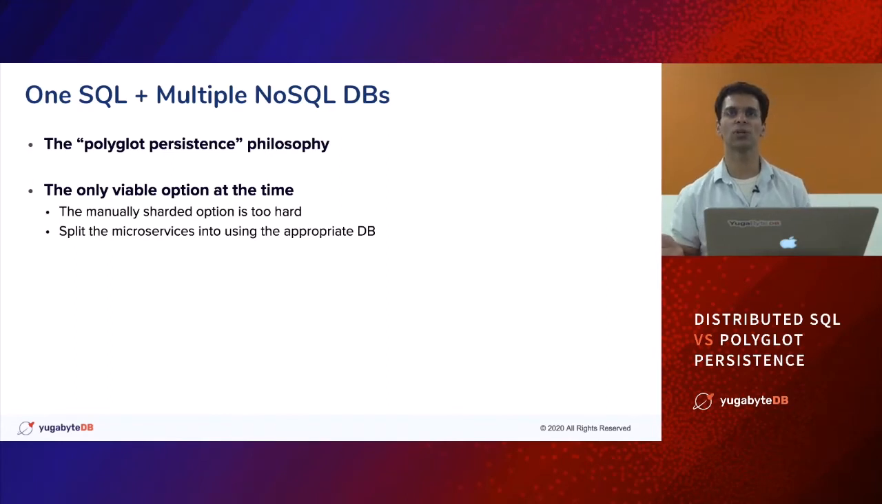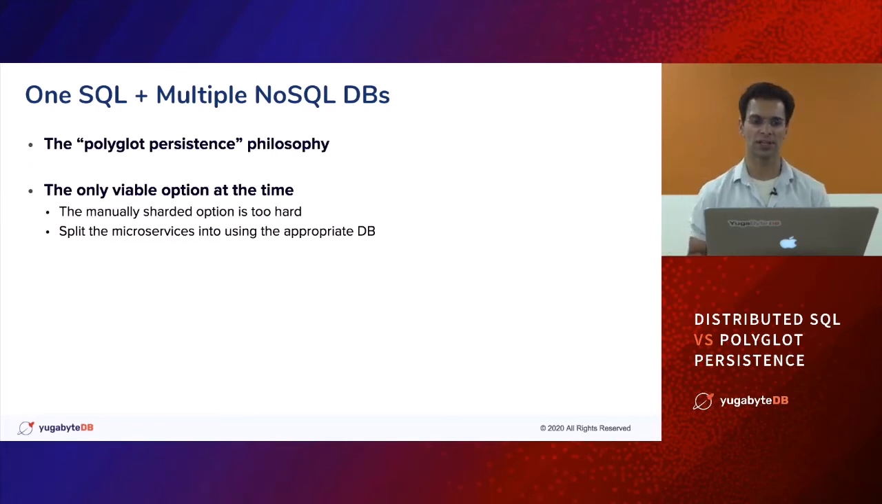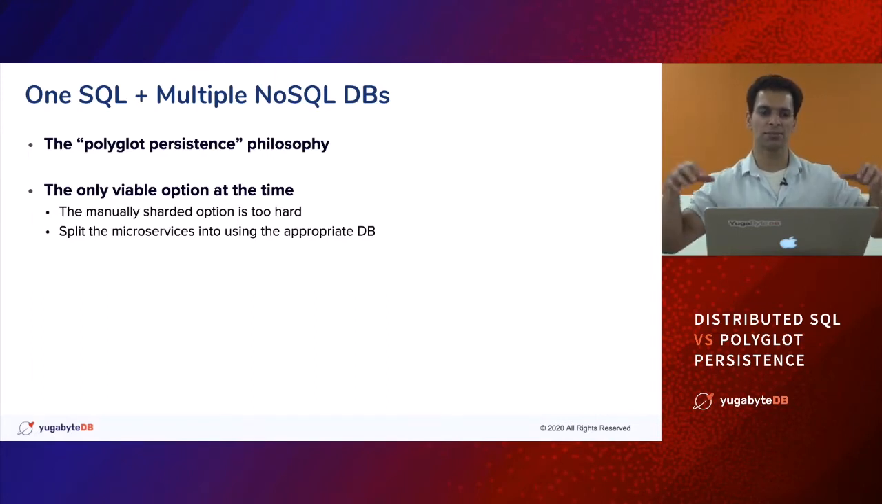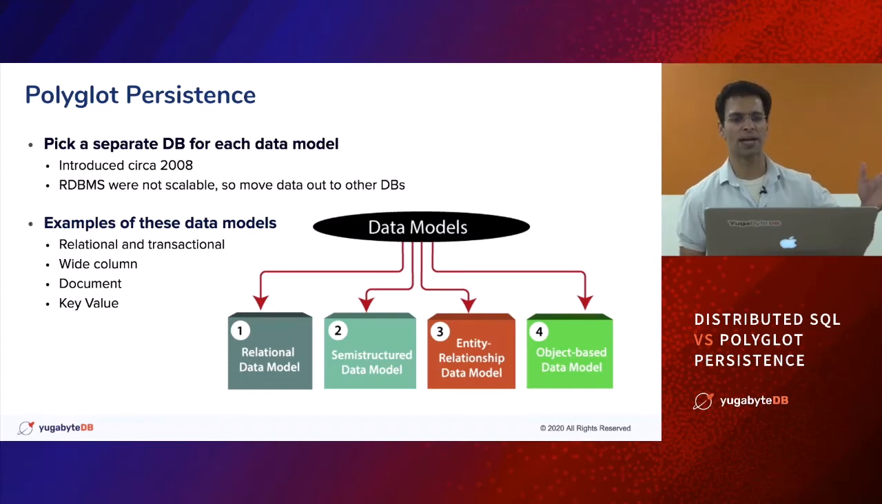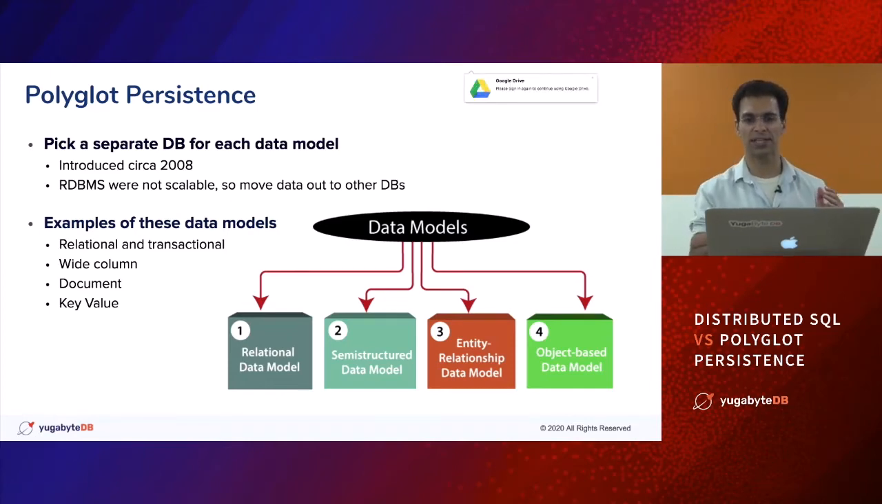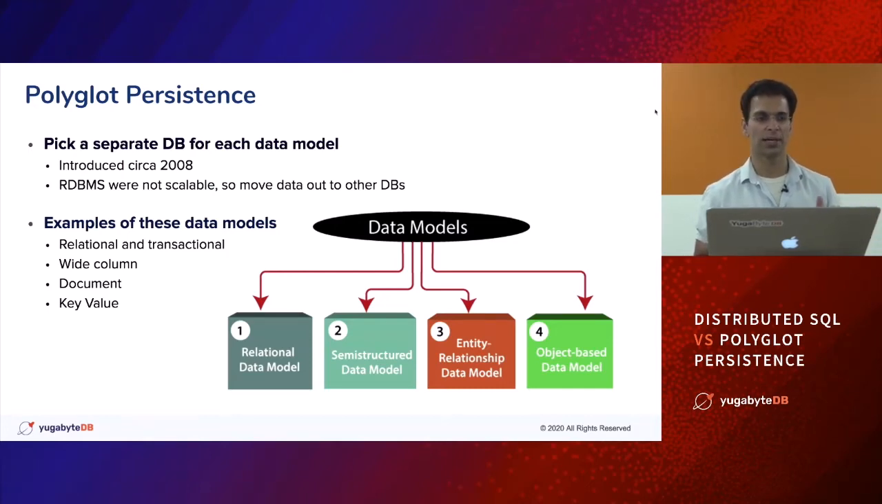So given that this is the only viable option at the time this issue hit us, right? This was around 2008. The solution was to go polyglot, and manually sharded is way too hard. So let's split up into some microservice or access patterns and use the appropriate database for the appropriate access pattern. So polyglot persistence as a solution was introduced around 2008. And again, remember, let's go back to 2008. You pick a separate database for each data model.